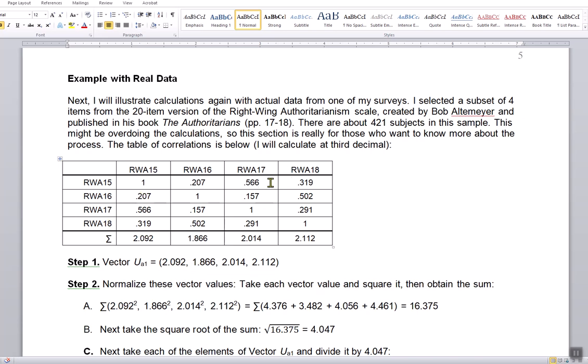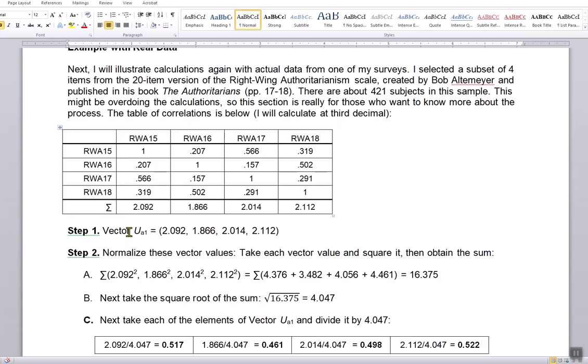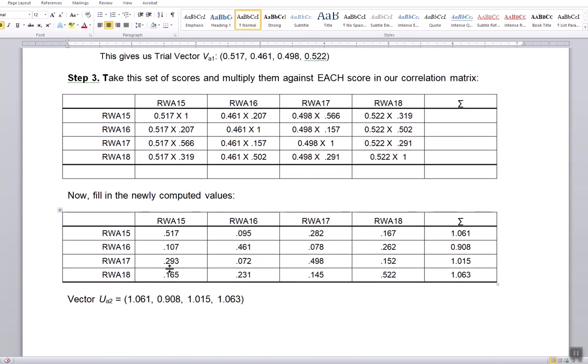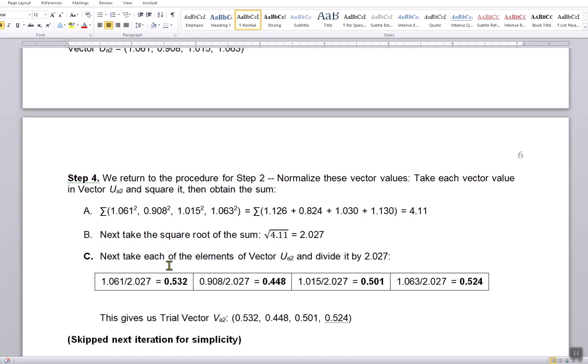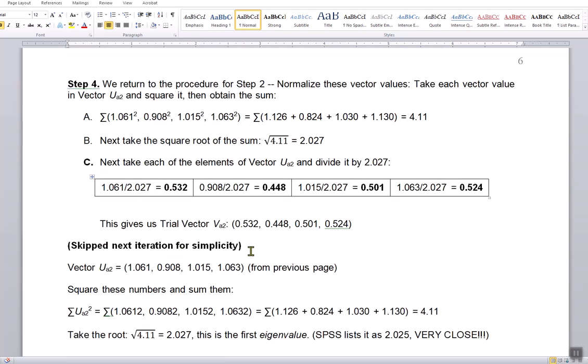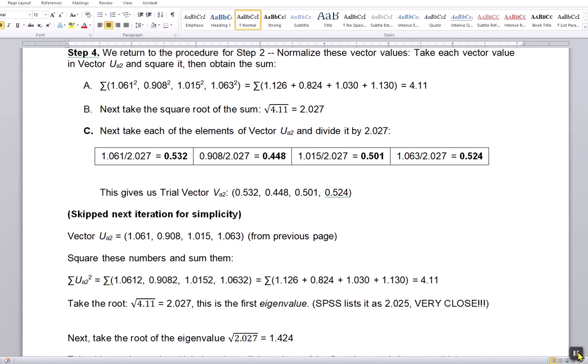These 4 items are from the scale. It's not the entire scale. The scale is 20 items. And it's from an actual study that I did a number of years ago with 421 subjects. I got the data online from volunteers. And if you follow through this, you see how I calculated the vectors and the trial vectors. It's basically the same thing that I did with the previous example, but I'm going to skip the computations here for time. When you examine the document on your own, you can see how the computations are done.